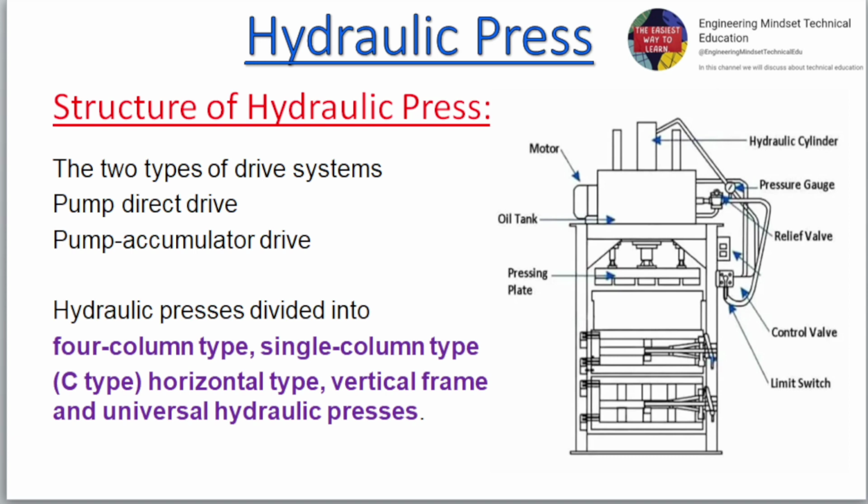Structure of hydraulic press. The two types of drive systems: pump direct drive, pump accumulator drive. Hydraulic press is divided into four-column type, single column type, horizontal type, vertical frame, and universal hydraulic presses.